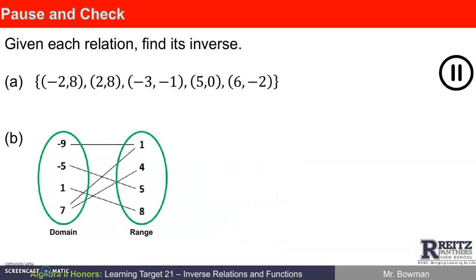You know what time it is. Hit pause. See if you can find the inverse of each relation. And when you think you've got it, hit play.